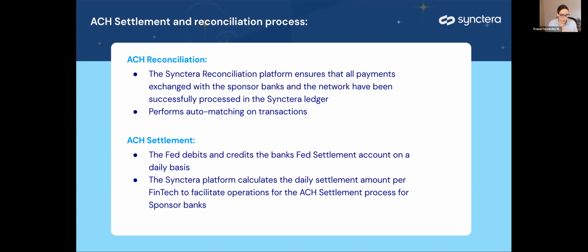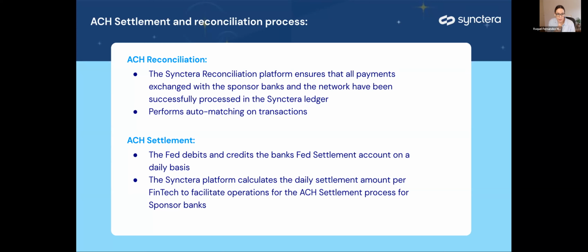Why is this so important? It's because the ACH operators, which are the banks, need to calculate the net settlement totals for ACH on a daily basis. To be able to calculate those totals and confirm they are correct against the processed payments, that's where reconciliation comes into place. We perform auto matching on transactions, so this is an automated process.